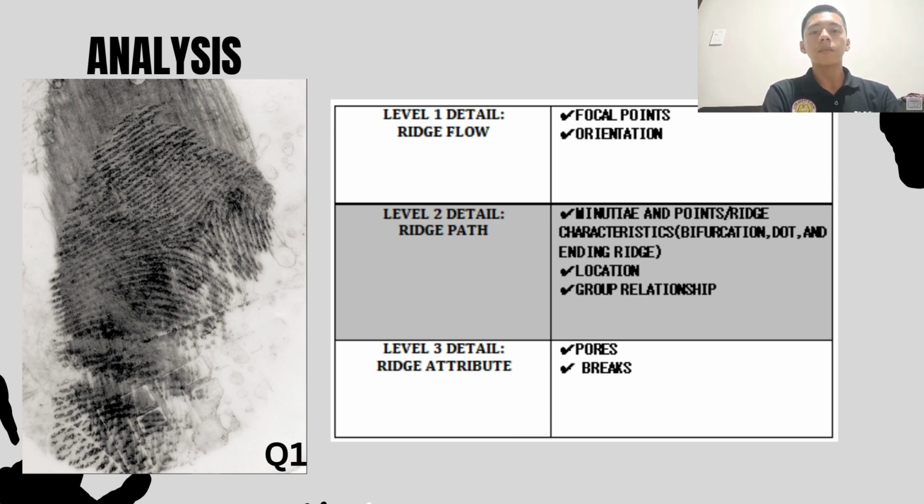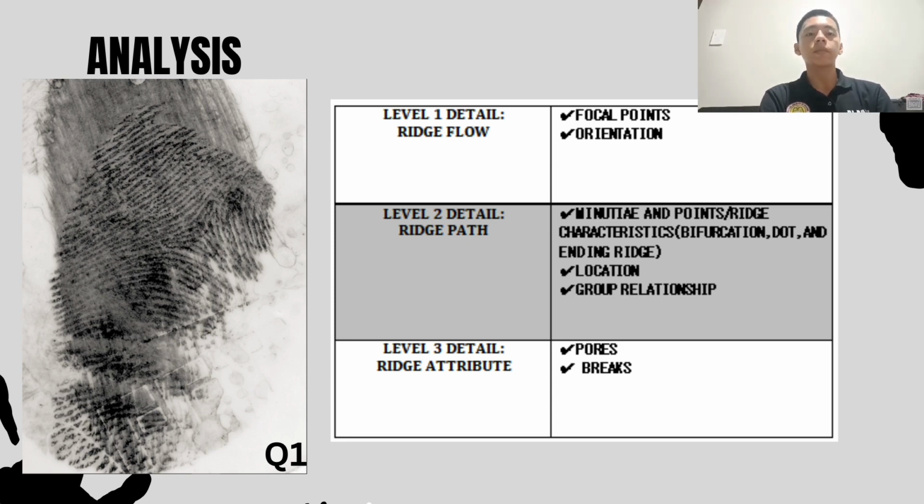Level 1 details: ridge flow, focal points, classification, orientation. Level 2 details: ridge path, minutiae, and points; ridge characteristics: bifurcation, dot, and ending ridge; location, type, direction, group relationship, morphology or size and shape.